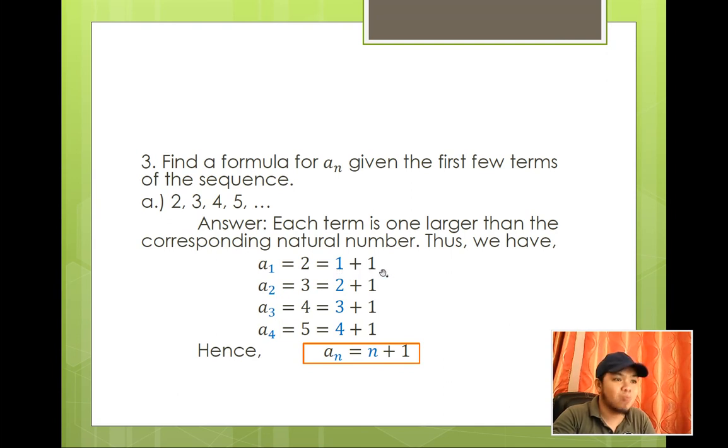Equals 1 plus 1. Gets? Another. a sub 2, 3 is equal to 2 plus 1 equals to 3. Ayan na po. Then, a sub 3 is equal to 4 is equal to 3 plus 1 equals 4. Then, a sub 4 equals to 5. Then, equals to 4 plus 1 equals to 5. Therefore, ang magiging sagot natin sa sequence ay a sub n is equal to n plus 1.